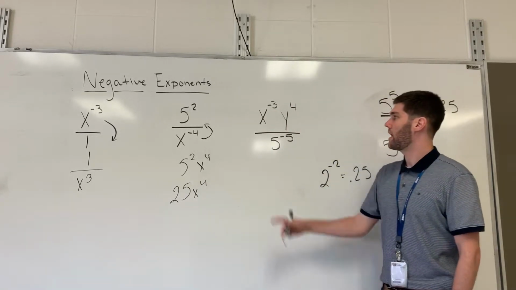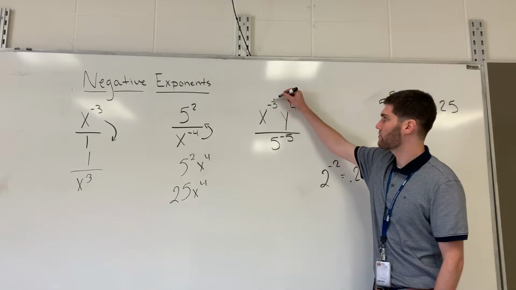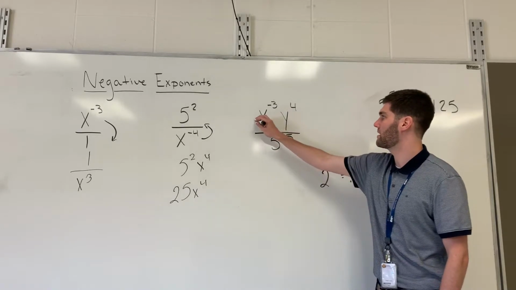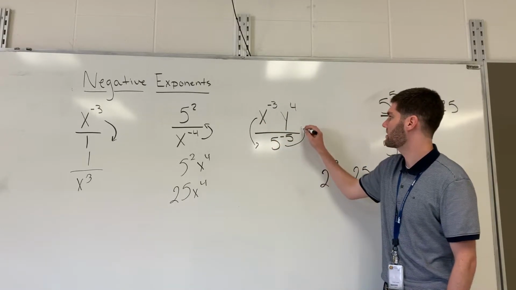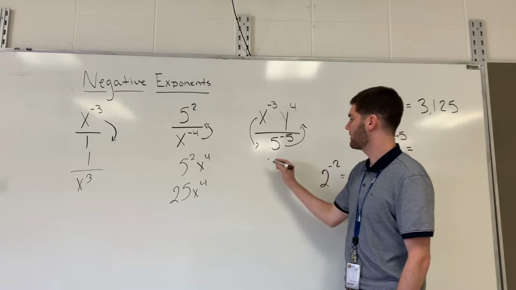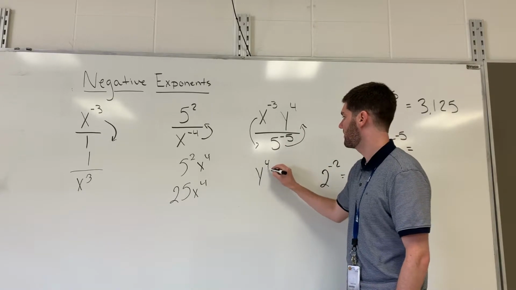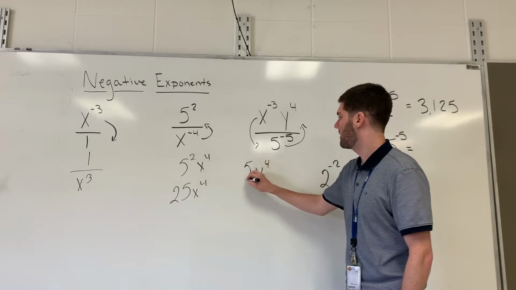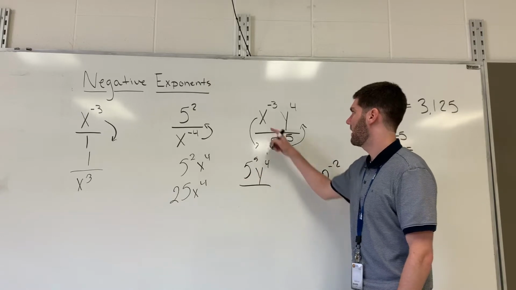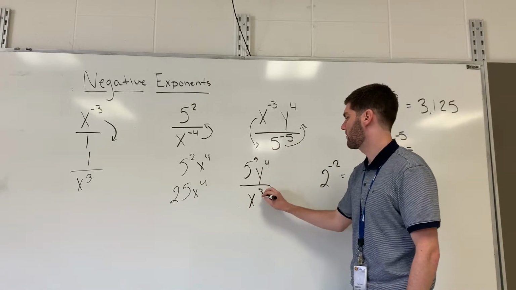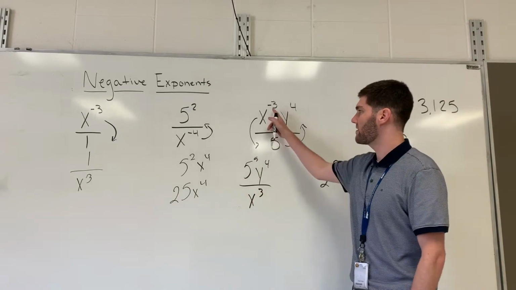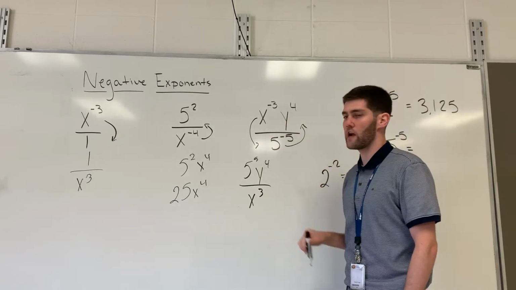Okay? Now, this has a negative exponent, and so does this, so I'm going to flip this down here and this up there. So I have y to the 4th stays the same. I have 5 to the positive 5th and x to the positive 3rd. So if you have a negative exponent, flip it to the other side of your fraction and it will become a positive exponent.